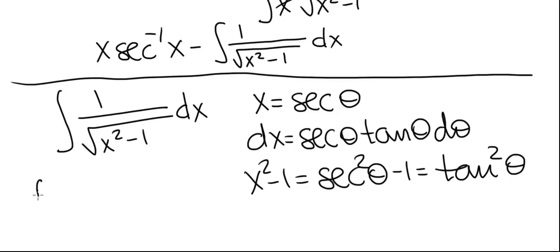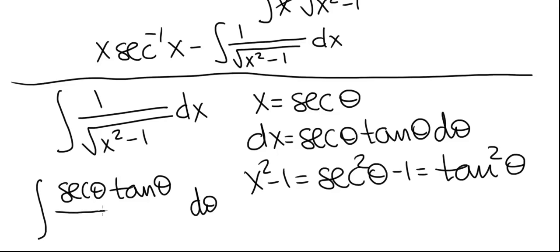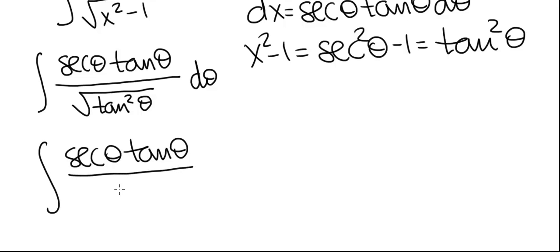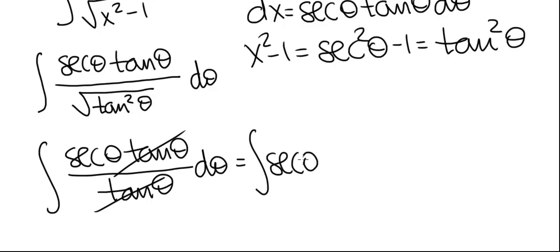So replacing the x's with functions of theta, we have in the numerator dx, that is secant theta times tangent theta d theta. And in the denominator we have square root of x squared minus 1, which is now square root of tangent squared theta. So now we can rewrite this integral as secant theta tangent theta divided by tangent theta, which cancels in the numerator and denominator, and what we have left to evaluate is the integral of secant of theta.